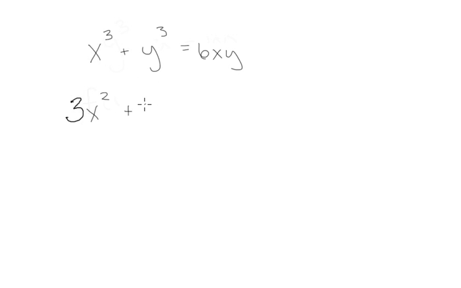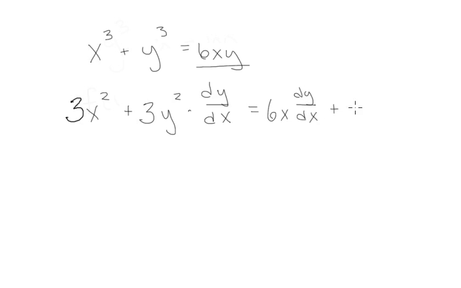So to do that, I take the derivative of the outside function and I multiply it by the derivative of the inside function. On the right-hand side of the equation, I need to remember that y is a function of x, so I'm going to use the quotient rule here. I'm going to say 6x times the derivative of y plus the derivative of x, 6 times y unchanged.